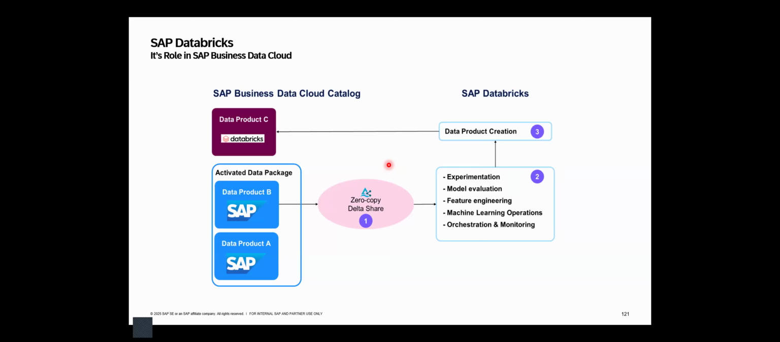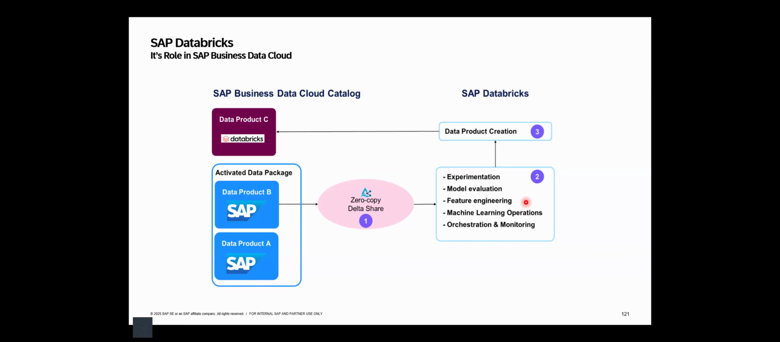So in the BDC cockpit, you activate the data packages, right? We talked about it in the previous slides also. And this will bring in the data from your source systems via data products. So these two data products you can see. Now from the BDC cockpit catalog, you can share these data products directly with Databricks using the Delta sharing protocol, which means data is shared without the need to copy it, and hence it is referred to as zero copy. And then you build and operationalize the machine learning models in Databricks.